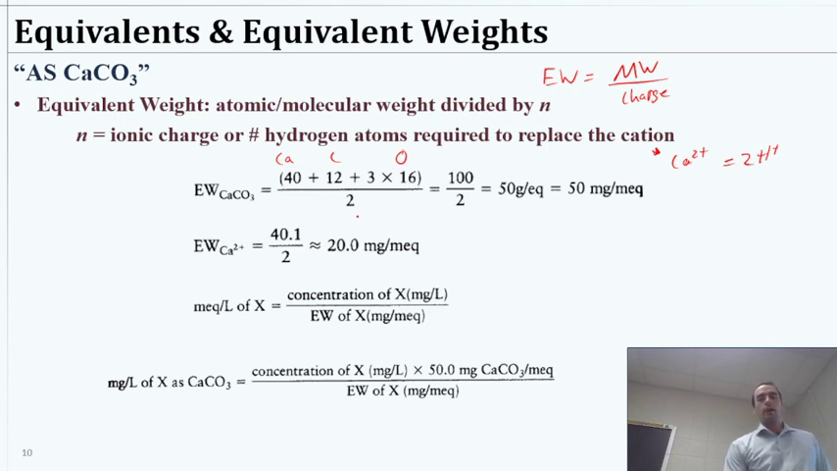We take that 100 and divide it by the Ca2 plus, right? That 2 plus is coming from the Ca2 plus. So 100 divided by 2 is 50, and if we look at the units, that's grams per mole divided by equivalent charge on the bottom. So what we end up with is 50 grams per equivalent charge, or more often we represent it as milligrams per milliequivalents.